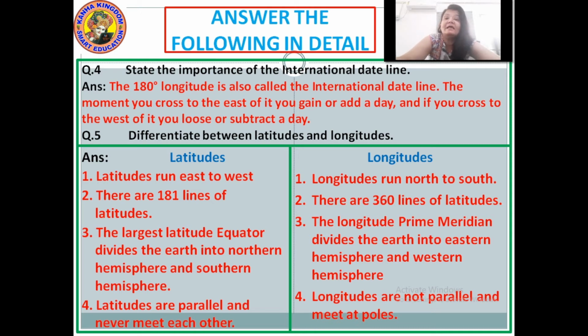Now for the fourth point, in the latitudes, first write down, latitudes are parallel and never meet each other. What are you going to write in latitude, point number 4? Latitudes are parallel and never meet each other. And in longitude, point number 4, you have to write down, longitudes are not parallel and they meet at the poles.